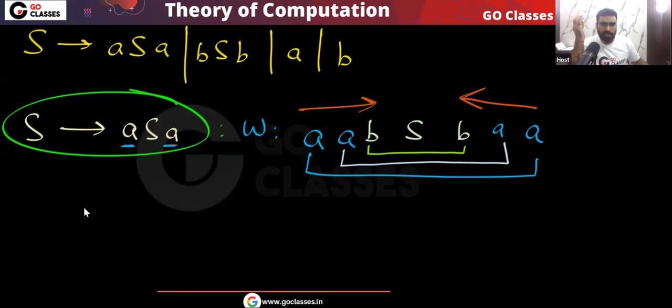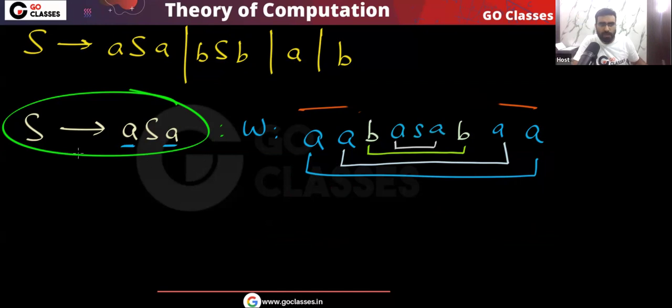Because you can see whatever symbol you take, the first symbol is similar to the last symbol, the second symbol is the same as the second last symbol, the third symbol is the same as the third last symbol. So this S again, for example, maybe you want to replace this S. Let me replace this S, you can replace with, for example, either aSa or bSb. So let me replace with aSa.